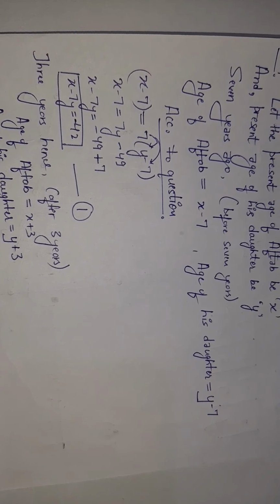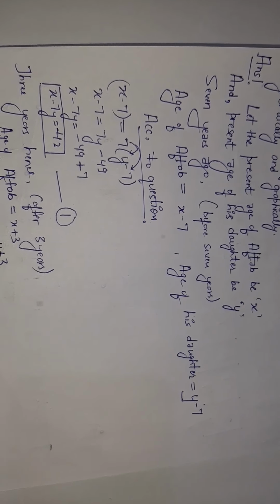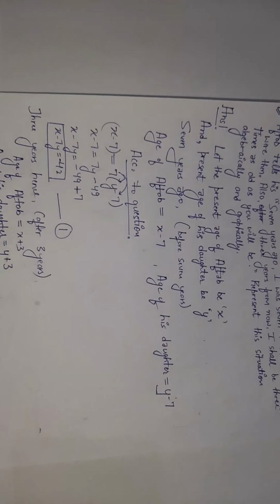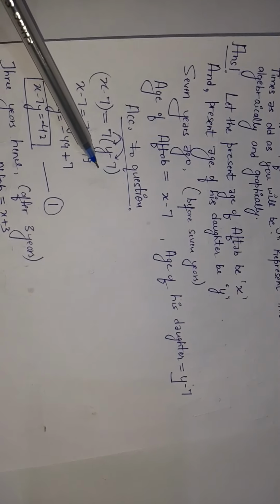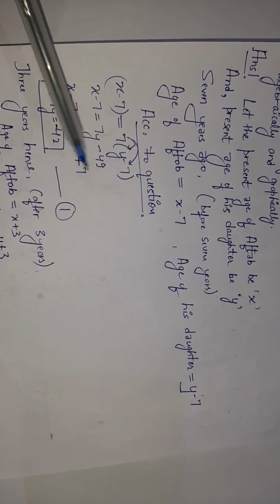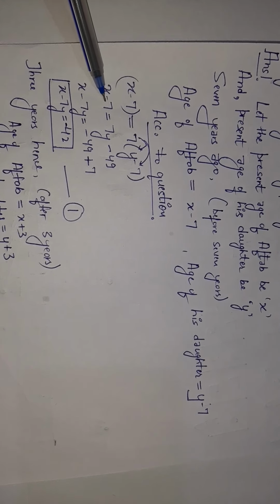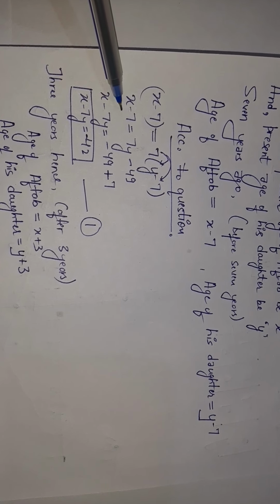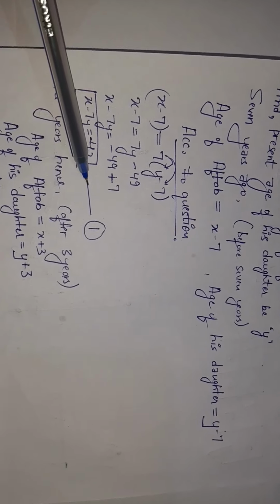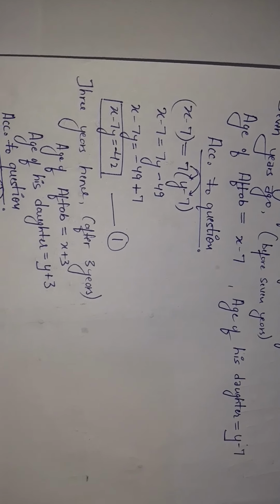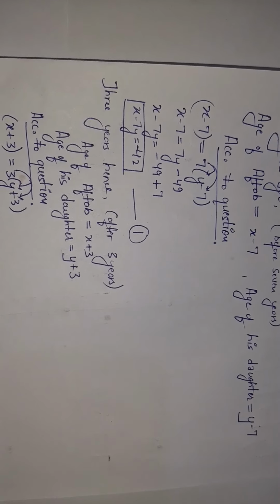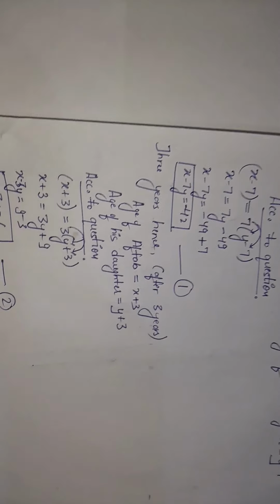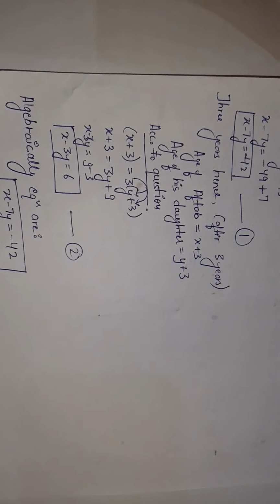x minus 7 is equal to 7 into y minus 7, that means 7 is out of the bracket. I have multiplied this 7 to this y along with this 7. 7y minus 49. I have brought this 7y to this side. This will become x minus 7y, and this minus 7 to this side will become plus 7. The equation comes out to be x minus 7y is equal to minus 42. The first equation. Now the second one, 3 years from hence.